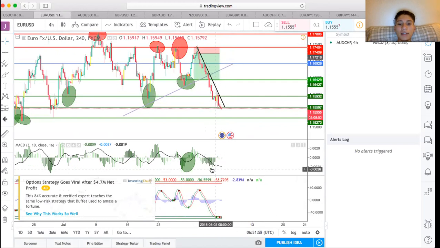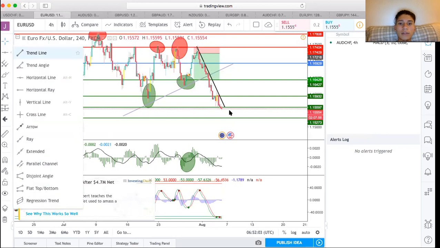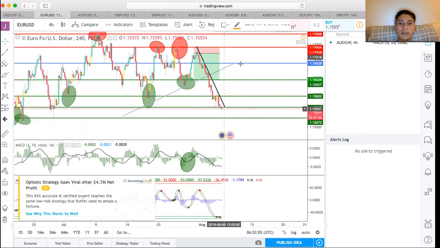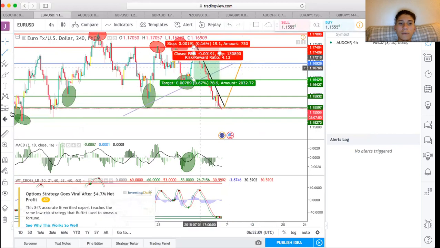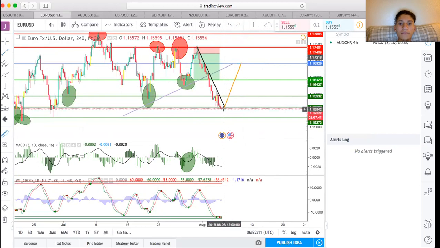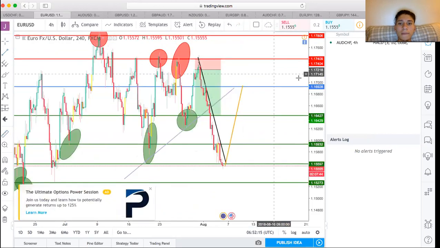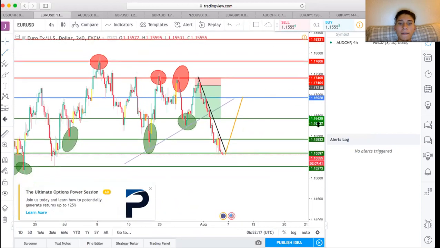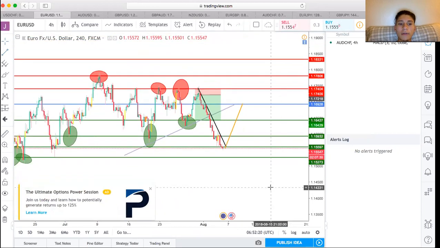The MACD signaling you that that momentum is going to shift on the upside. And I'm probably going to end up riding this trade up until this little blue bar too. So let's see. 138 pips. That's all I'm doing with this.